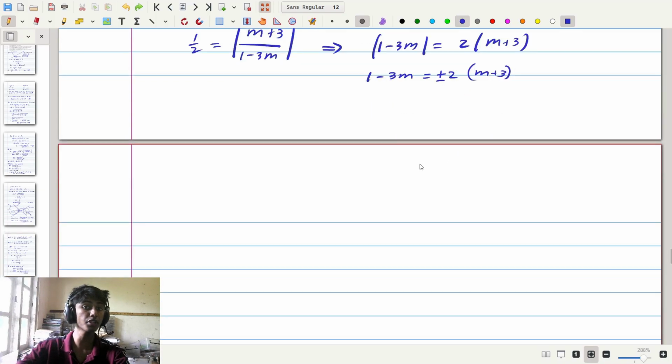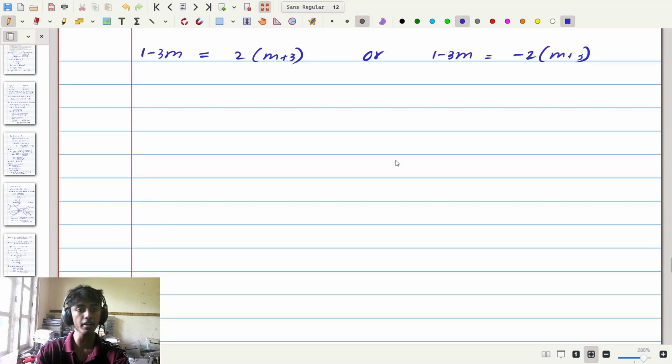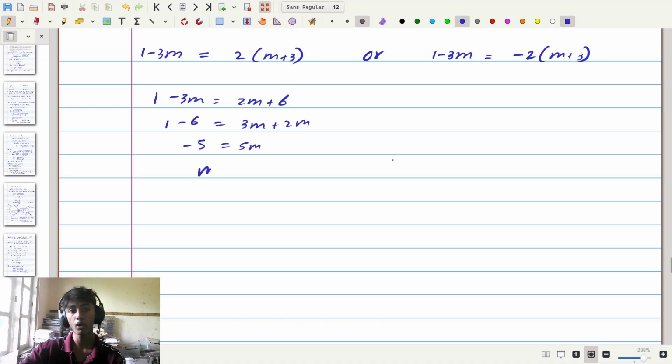Now from this, if we consider two cases separately, we can either have 1 minus 3m equals 2 times m plus 3, or 1 minus 3m equals negative 2 times m plus 3. Now simplifying each of these cases separately, for the first, we have 1 minus 3m equals 2m plus 6, which we can rearrange by taking this 3m to this side and this 6 to this side, leaving us with 1 minus 6 equals 3m plus 2m, giving us minus 5 equals 5m, and therefore the value of m equals negative 1. This is one of the solutions.